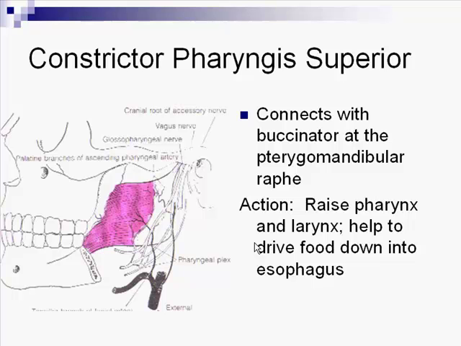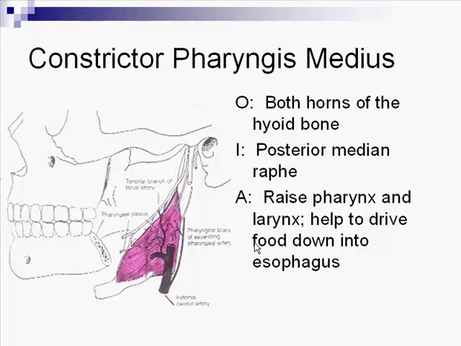Constrictor pharyngeus superior connects with the buccinator. Remember, the buccinator forms the cheek, at the pterygomandibular raphe. Its action is to raise the pharynx and larynx and help drive food down into the esophagus. Constrictor pharyngeus medius: origin is both horns of the hyoid bone, insertion posterior median raphe. This raises the pharynx and the larynx and again helps to drive food down into the esophagus.